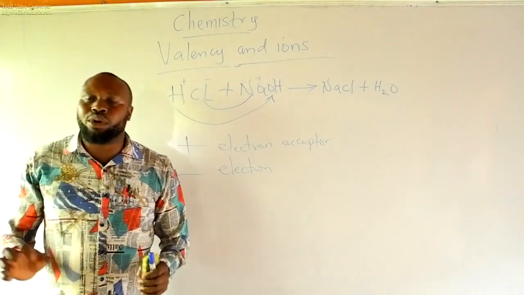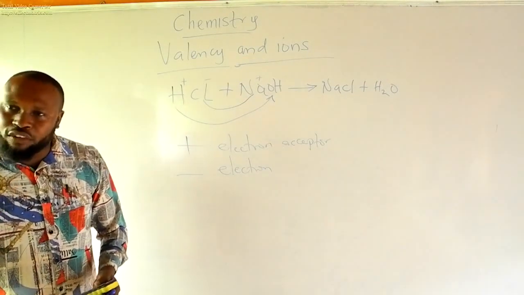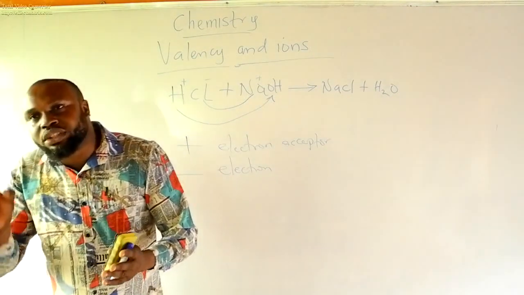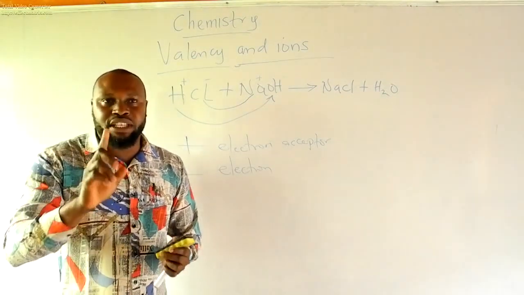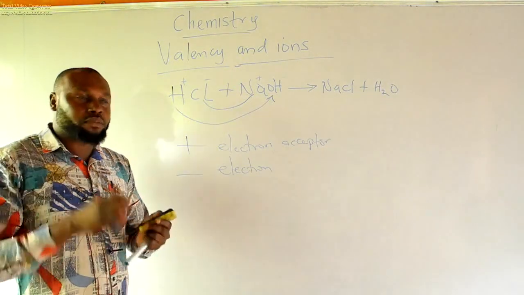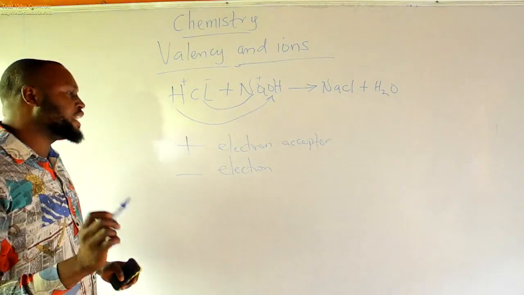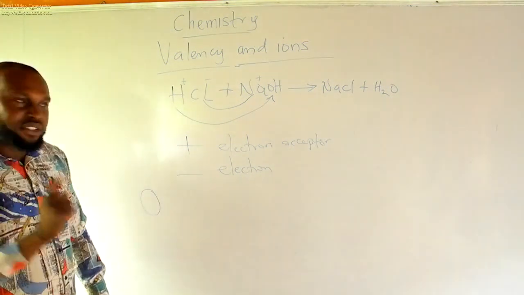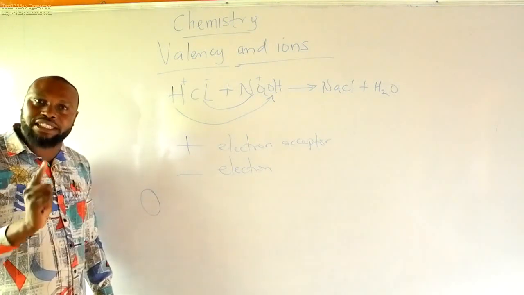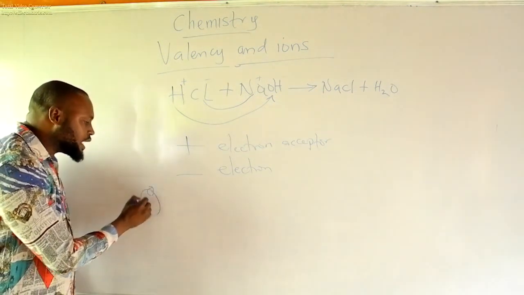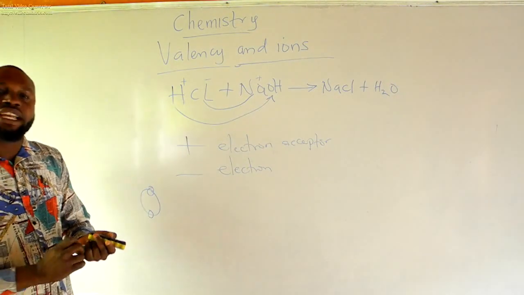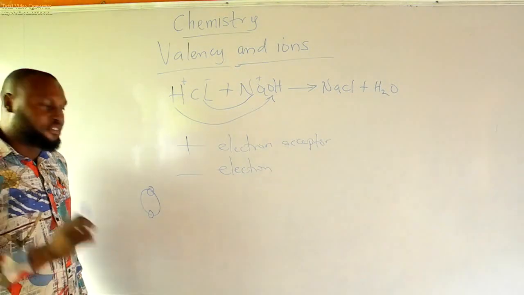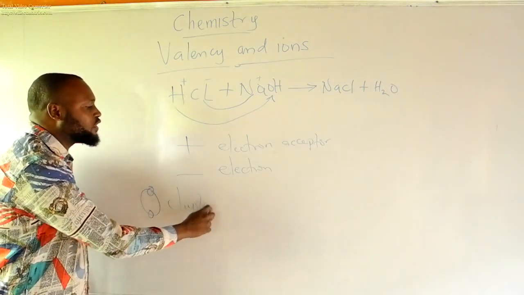All atoms want to achieve what we call octet configuration. Octet configuration means they want to have a complete outermost shell. If you don't understand what I'm saying, let me give you an example. Let's talk about helium, for example. Helium has 2 electrons. The maximum number of electrons the first shell can have is 2. Now, no more electrons can be accepted into this shell because it has obtained what we call duplet configuration.